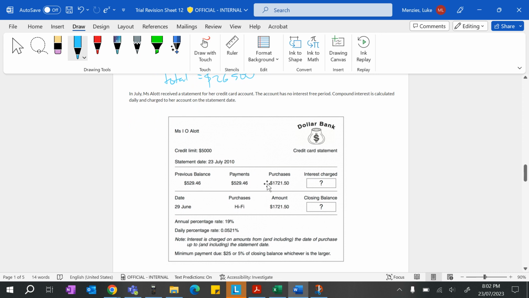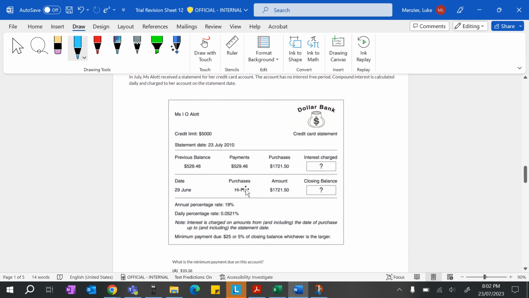In July, Miss Allott received a statement of credit card. The account has no interest-free period, compound interest calculated daily, which is nice. Okay, so she got the limit, the statement date, which is important, and the interest charged on the previous one. So previous balance was $529.